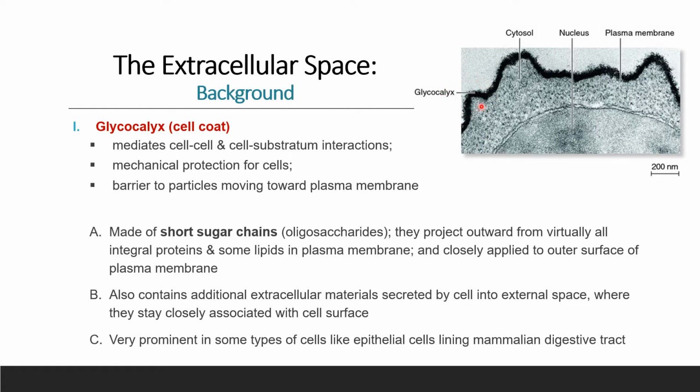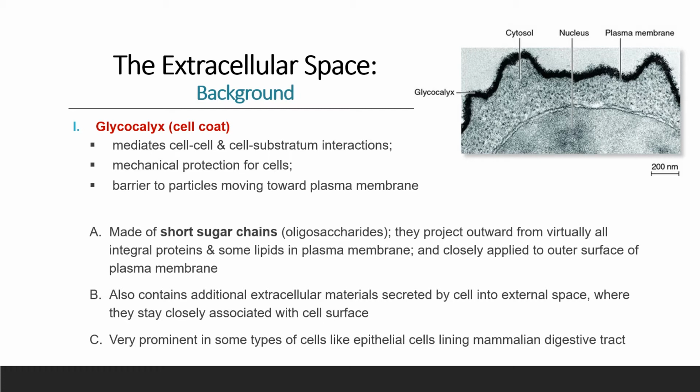By checking on the image that you see on your screen right now, the glycocalyx is this part. Okay? So if this is the whole cell, this is the nucleus side, you have here your plasma membrane and then the cytosol, and outside it is the glycocalyx itself. Okay? So it is actually made of short chains of oligosaccharides. They project outward from virtually all integral proteins and some lipids in the plasma membrane. And they are also closely applied to the outer surface of your plasma membrane.